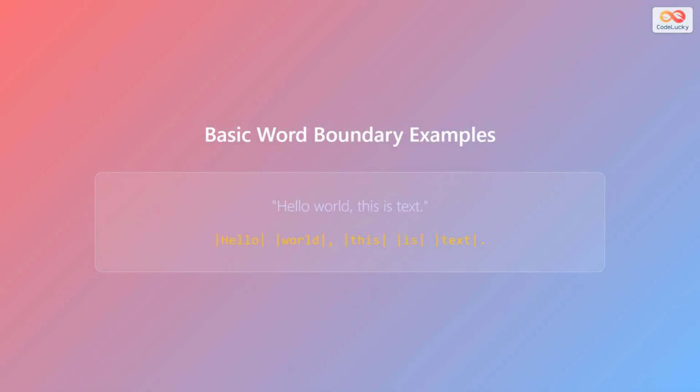Here are a few examples to illustrate how word boundaries work. In the text, "Hello world, this is text," the word boundaries are indicated by vertical lines. You can see how the boundary is at the beginning and end of each word, separating it from spaces, commas, and periods.